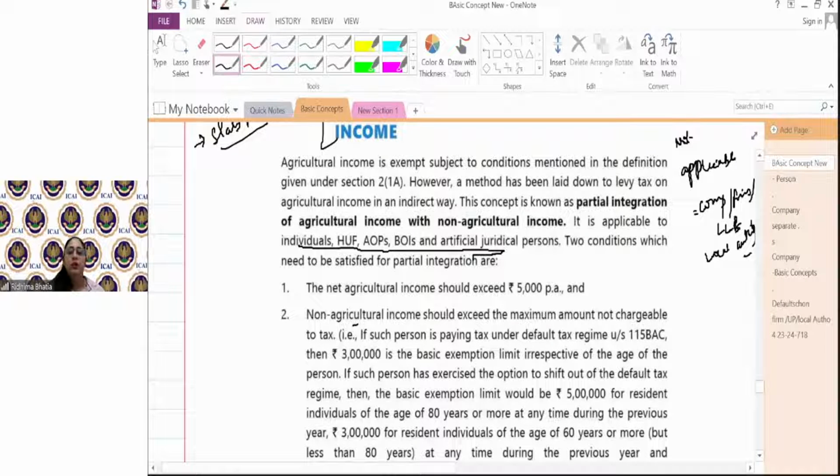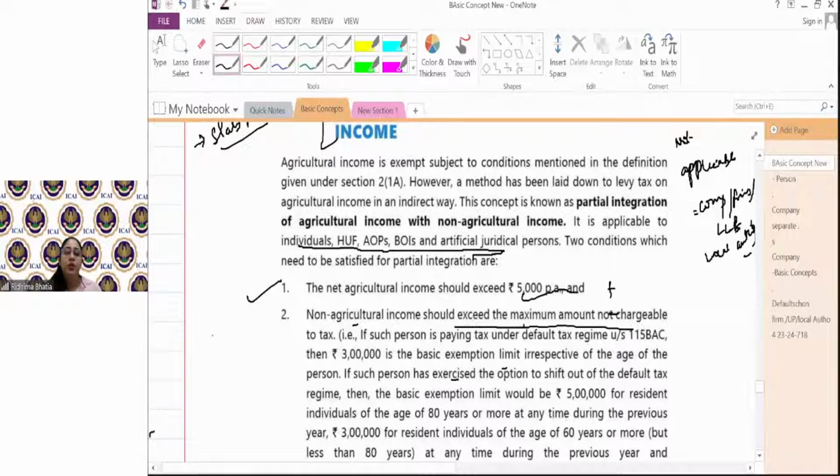Along with that, two other conditions have to be seen. One, agriculture income should exceed 5,000 per annum. That means agricultural income, which we are assuming to be exempt, it can be from any of those three parts, should be more than 5,000. Plus, the non-agricultural income should exceed the basic exemption limit, that is, the maximum amount not chargeable to tax.